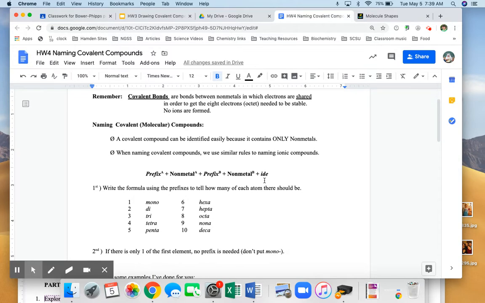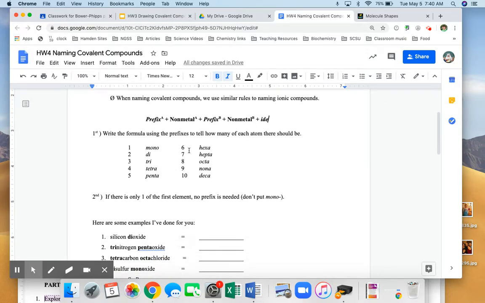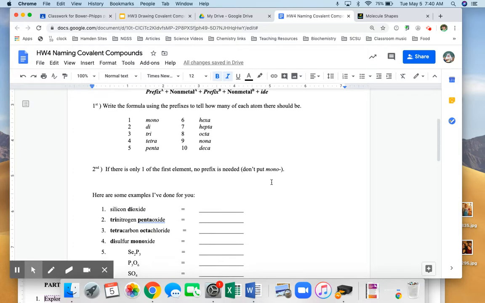So to count them, we're going to use these prefixes, like a bicycle has 2 wheels or a tricycle has 3 wheels. These are the prefixes that chemists use for covalent compounds. And so we put a prefix in front of the first element name, then we put a prefix in front of the second element name. And remember, we change that element name in the second position to have an IDE ending. These are the prefixes for numbers 1 through 10. We're not going to go bigger than that.